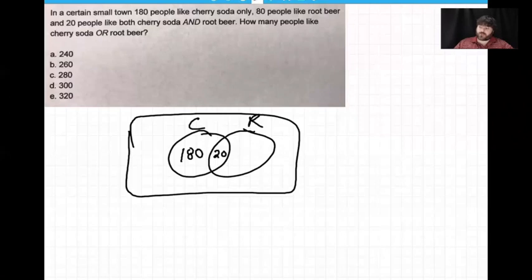That means if there's 80 in the whole circle, I've already used 20, there's only 60 left over. See what I did there? 80 like root beer, that's 80 right there, the 20 and the 60. 20 in the middle, 60 on the outside, that's 80 total.